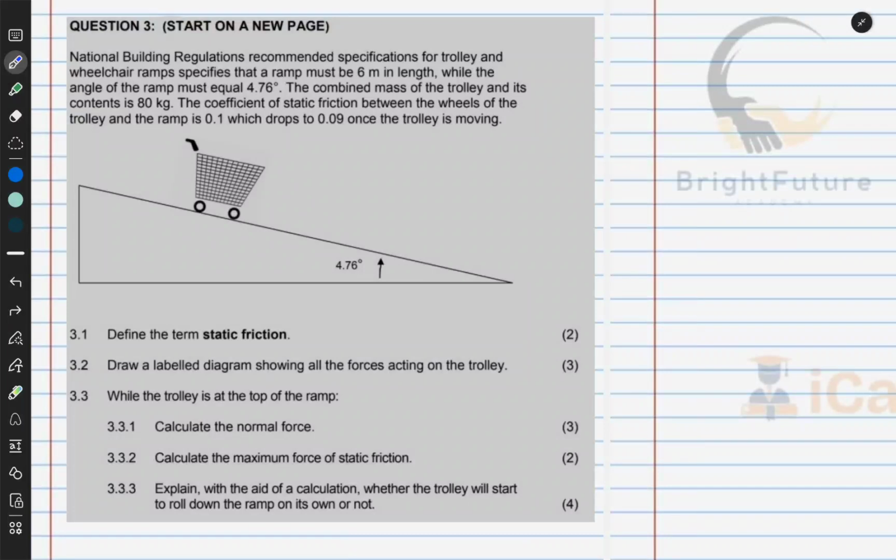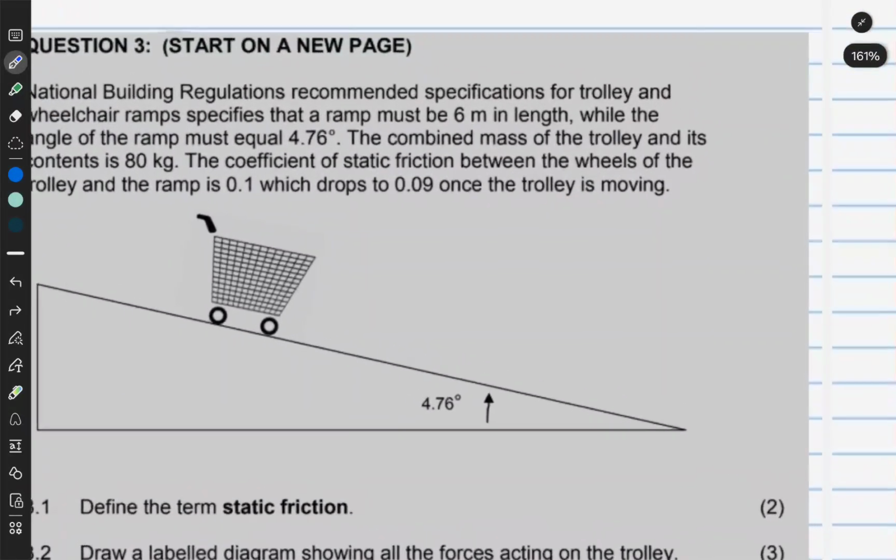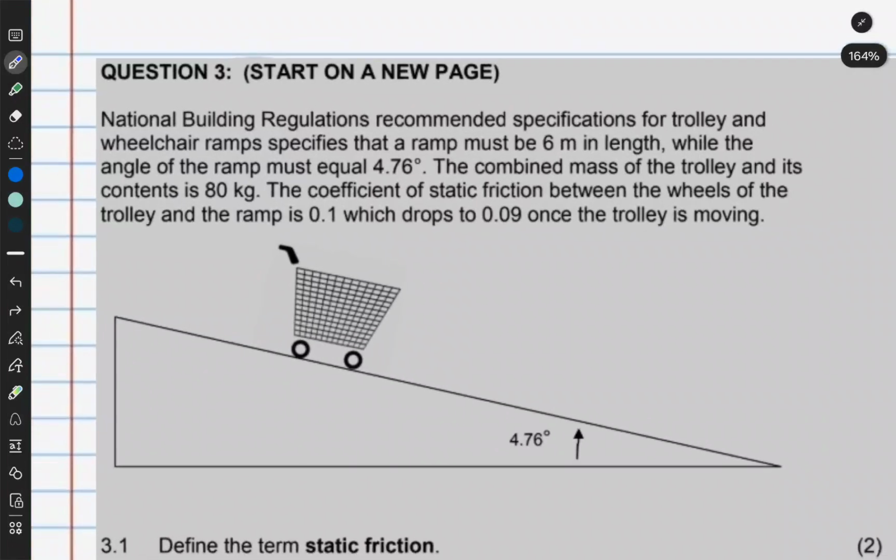So in this particular video, we have this problem. This is a Newton's second law question, and in this question, as you can see, there's a trolley and a ramp, and the ramp is at an incline of 4.76 degrees. When we read the statement, they're telling us that this is a recommended angle for ramps by the national building regulations, and also that the ramp must be 6 meters in length.